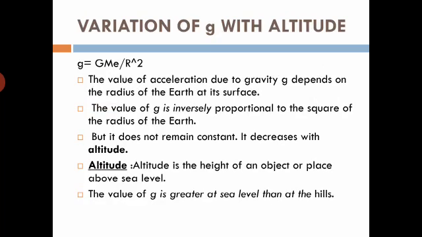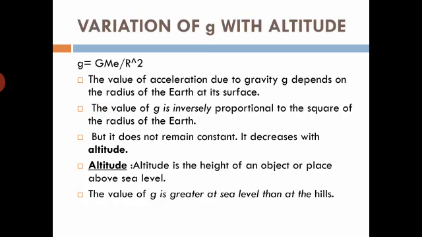What is altitude? Altitude is the height of an object or a place above sea level. The value of g is greater at sea level than at hills. If we take the example of the value of g in Murree and Karachi, we see that at Karachi the value of small g is high, but at Murree the value of g decreases. But why?